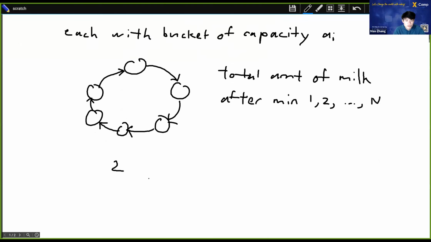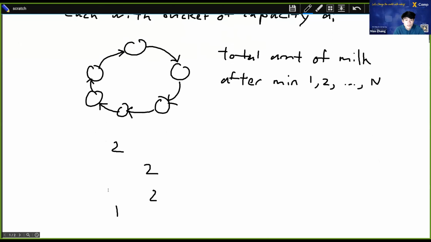The sample input gives us 2, 2, 2, 1, 2, and 1 as the milk capacities. And then what happens is that after the first second, this cow will pass to here, pass to here, and so on around the circle. Specifically, this cow is only going to receive 1 milk from the previous cow, so it's going to have 1. And this cow is going to try to give 2 milk to this cow, but this cow cannot hold 2 milk, so it'll only keep 1 of it. So we basically lost 1 unit of milk. And then this cow is going to give just 1 unit of milk to this cow.